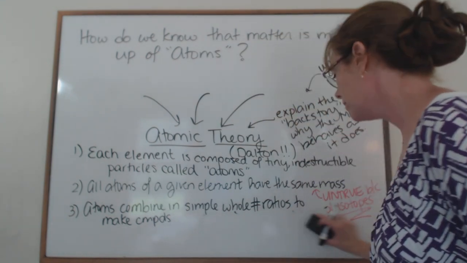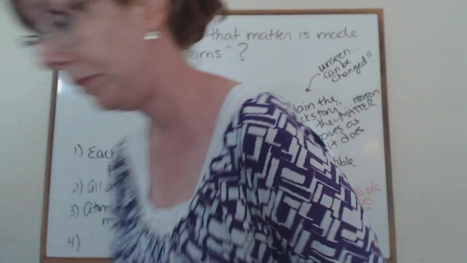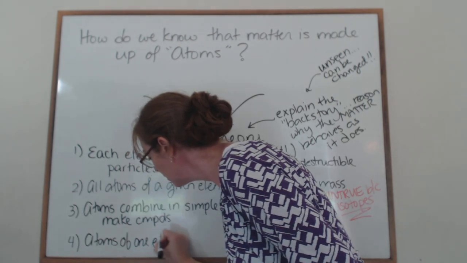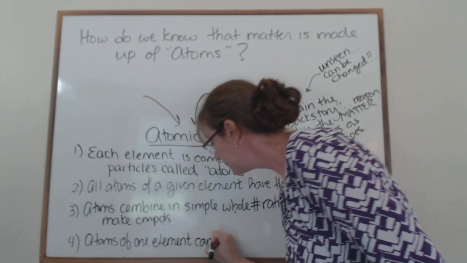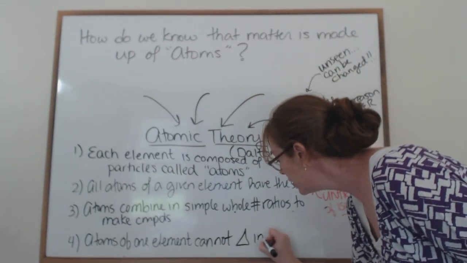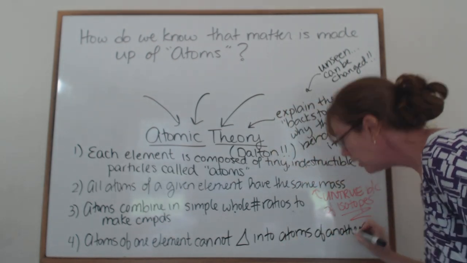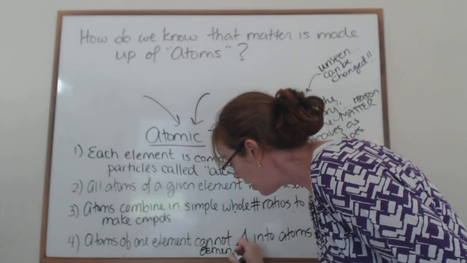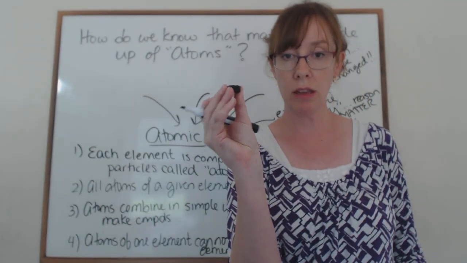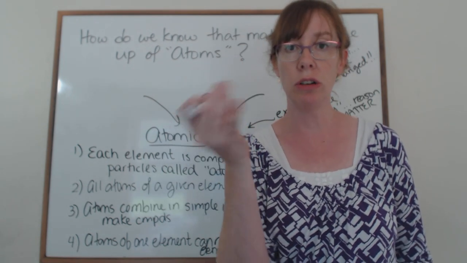All right, and then the fourth postulate, or the fourth part of atomic theory: atoms of one element cannot change, delta for change, into atoms of another element. If you have a carbon atom, it doesn't just magically turn into a hydrogen atom, or a chlorine atom just doesn't magically turn into a fluorine atom.